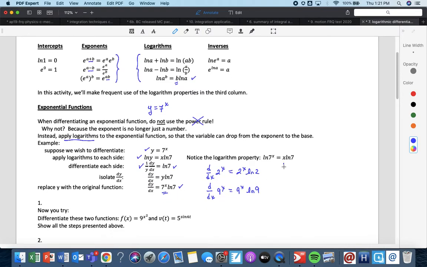And it would even work if we did it for e to the x. The derivative of e to the x following this model is e to the x ln e. But the ln of e is the ln of e to the first, and ln and e undo each other, so that just equals 1, and we get e to the x. So it even works with what we're familiar with, that the derivative of e to the x is e to the x.